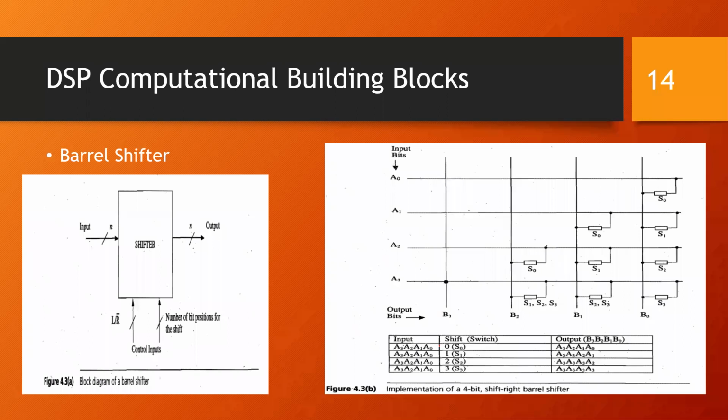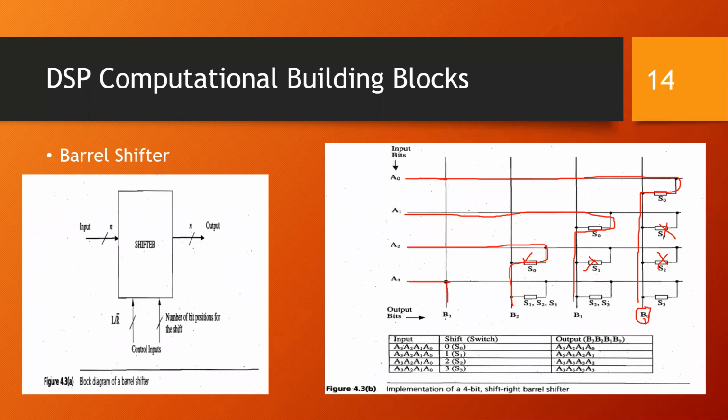Let us see the first case, that is no shift at all. I don't want any shift. In that case, S0 is activated and the other switches are off. If you see the path, A0 will come to S0 since it is closed, that is, on. So A0 will come to B0. Then A1 will come through S0 to B1. Similarly, A2 will follow this path and B2 will be available.